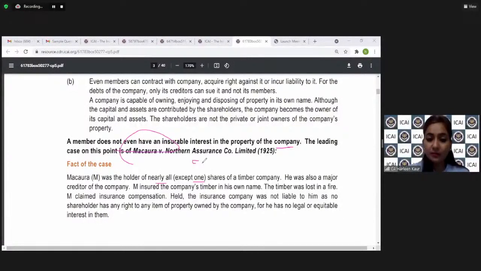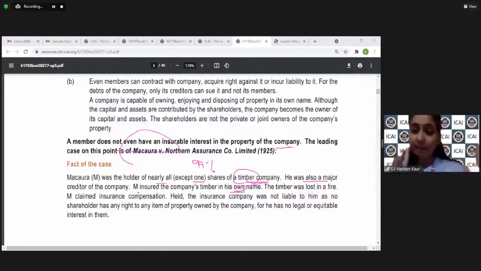All except one means 99% shareholding. You know maths: 1 out of 100, minus one, 99% shareholding of a timber company. Timber is a kind of wood, so it's just the name of a company. He was having a timber company in which Macaura was holding nearly 100%, so almost 99% shareholder. Also, he was a major creditor of the company. Now, this Macaura, Mr. M, insured the company's timber in his own name.